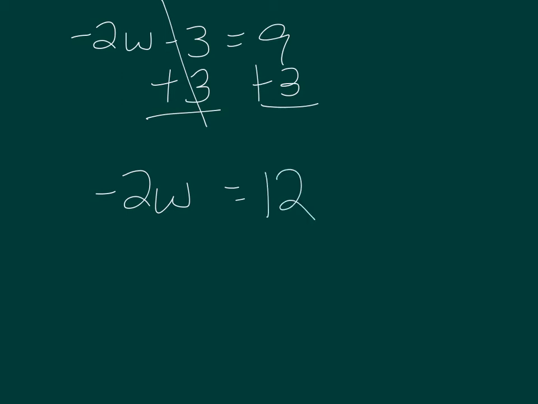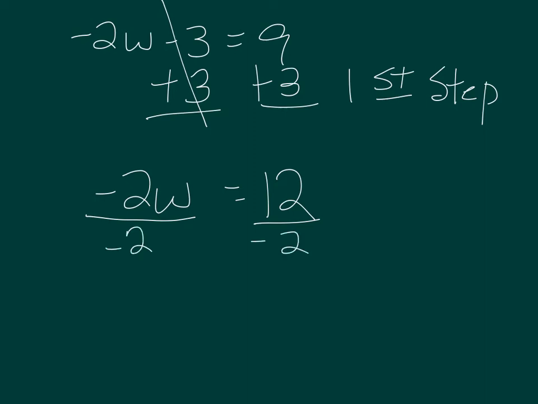Next step. Okay, so this was our first step. Our second step is to isolate the variable by doing the opposite. So we know we're going to divide. But what are we going to divide by here? 2 or negative 2? That's right, negative 2. Negative 2 divided by negative 2 is 1. We're left with just w. And what's 12 divided by negative 2? Negative 6. So this right here is our second step.